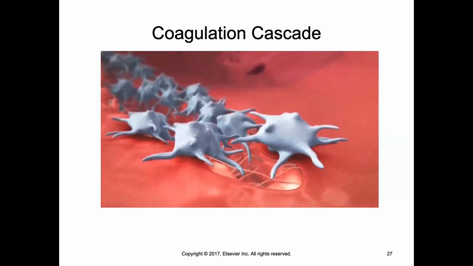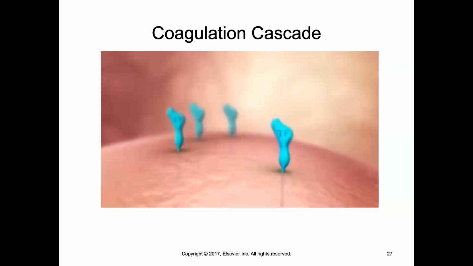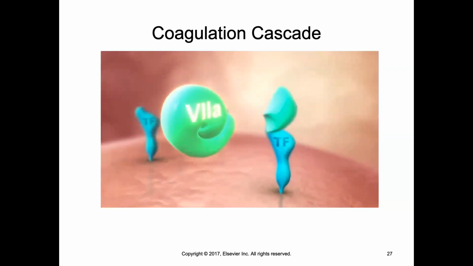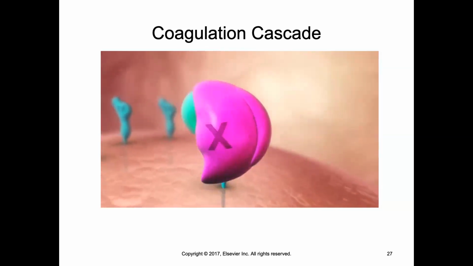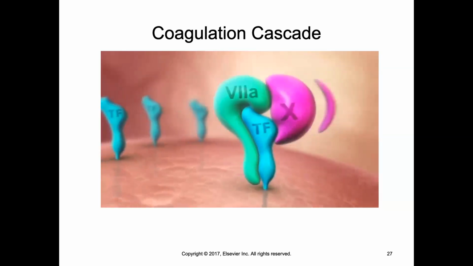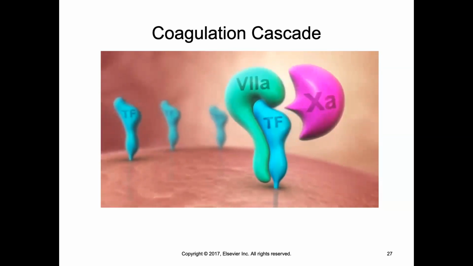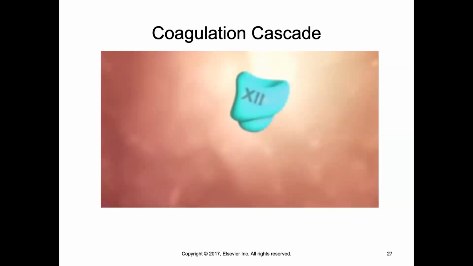Extrinsic activation begins with now exposed molecules of the vessel wall, such as tissue factor, which forms a complex with factor 7, finally leading to the activation of factor 10. This factor 10A is the point at which the extrinsic and the intrinsic pathways of the coagulation cascade meet.